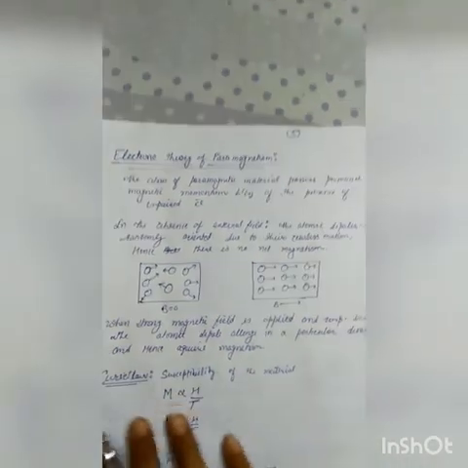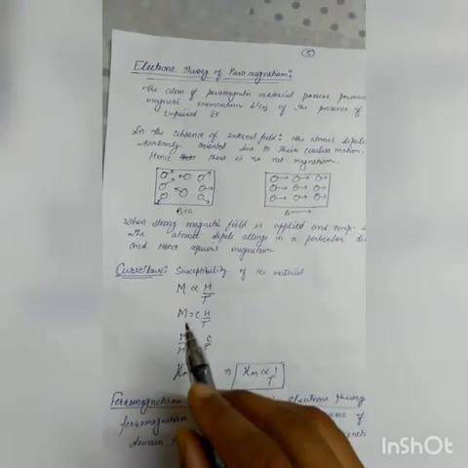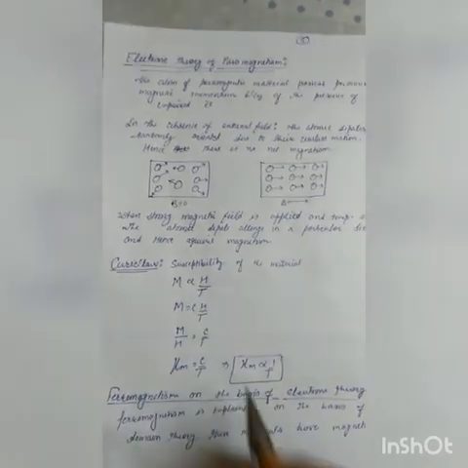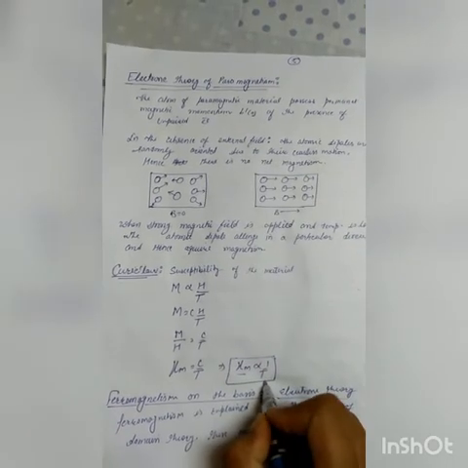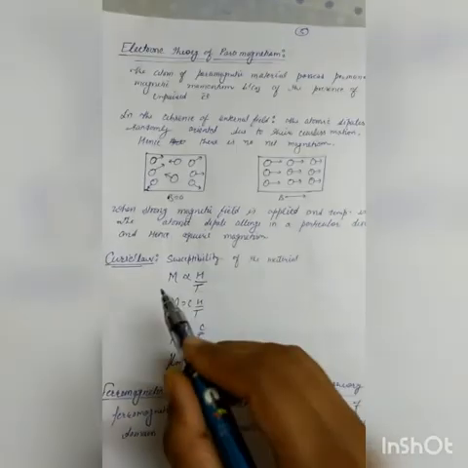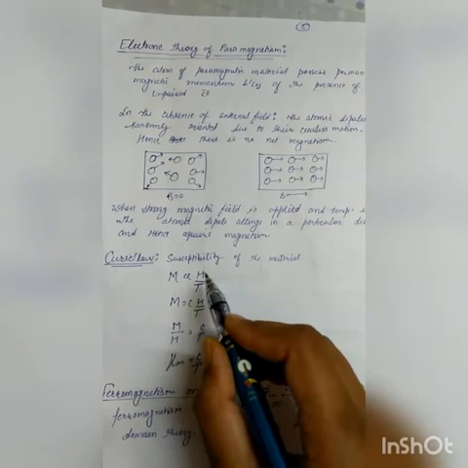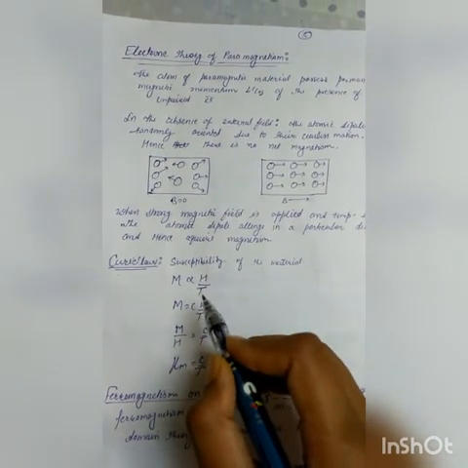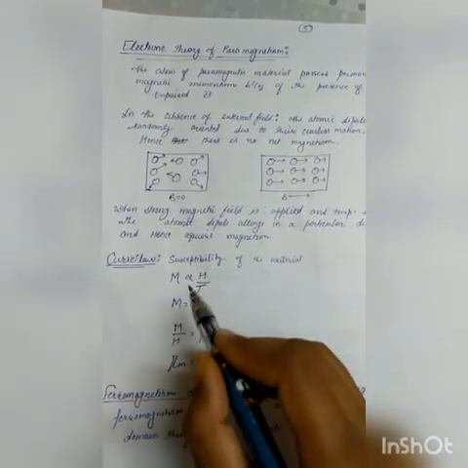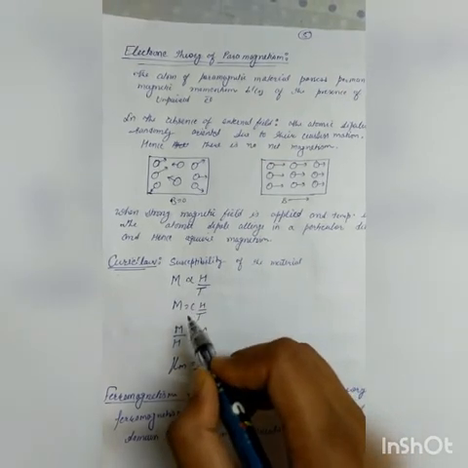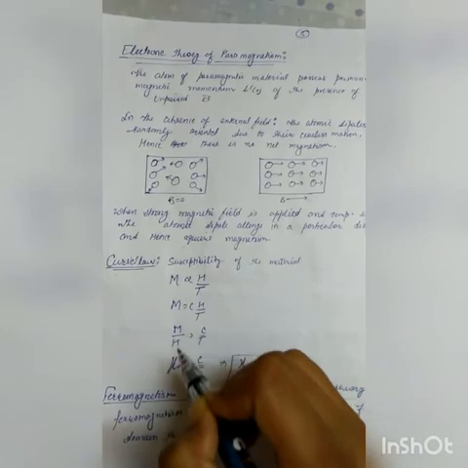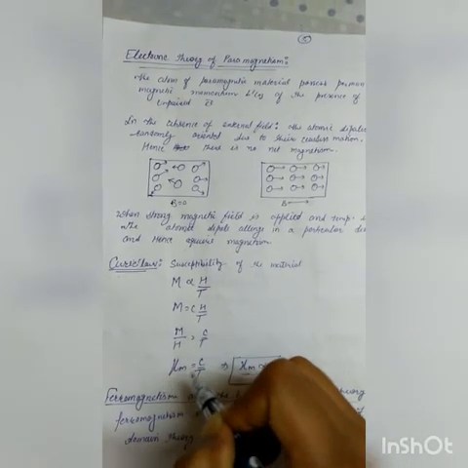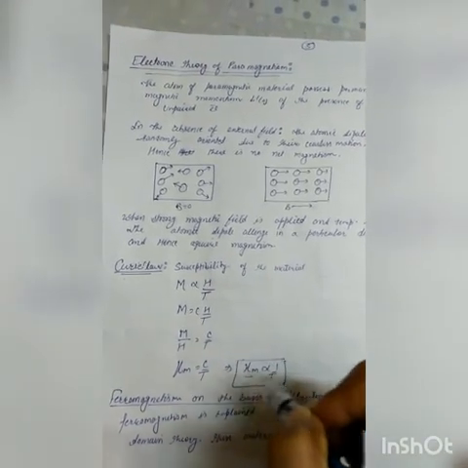Now, we will study Curie's law. Curie's law states that susceptibility is inversely proportional to temperature. M is directly proportional to H upon T. If we remove the proportionality sign, it is equal to some constant, which is Curie's constant. M upon H is the susceptibility, which is inversely proportional to temperature.